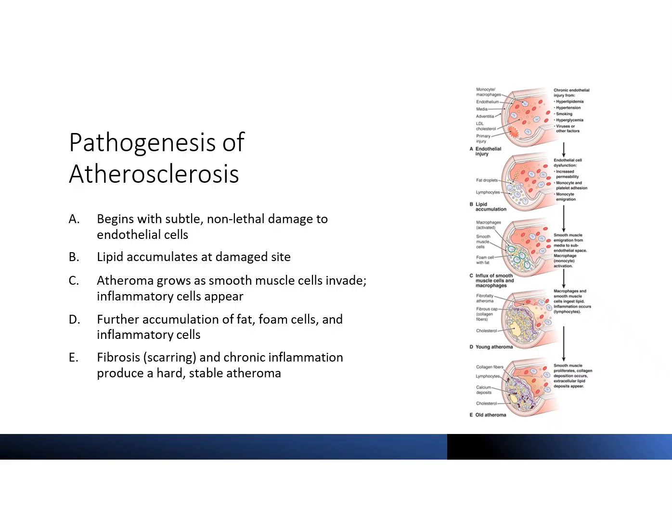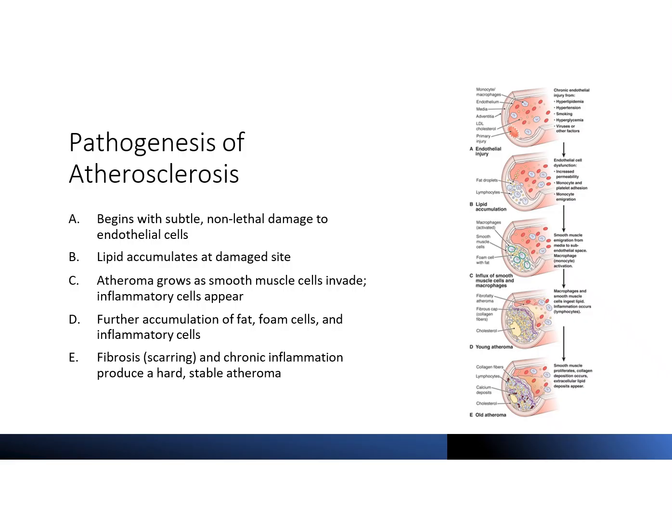Second is lipid accumulation at the damaged site. So once the endothelium is compromised, LDL cholesterol enters the intima. LDL becomes oxidized. Monocytes migrate into the vessel wall. These monocytes differentiate into macrophages, which ingest lipid and become foam cells. This stage corresponds to fatty streaks, which can be seen early in life and are still potentially reversible.